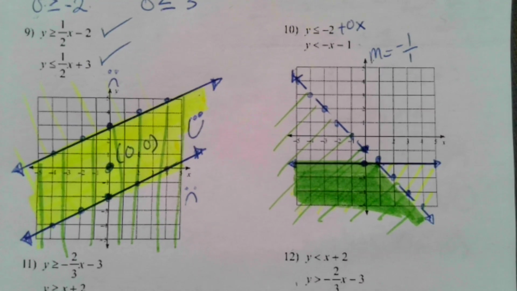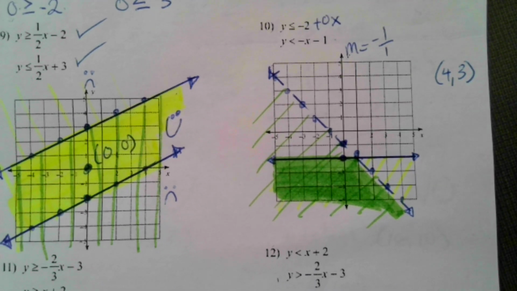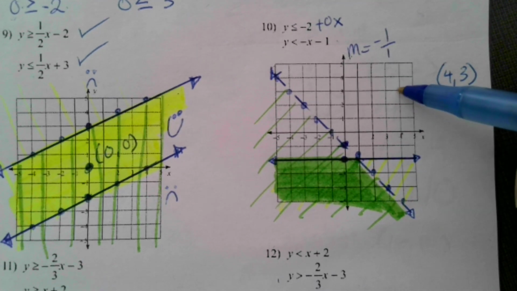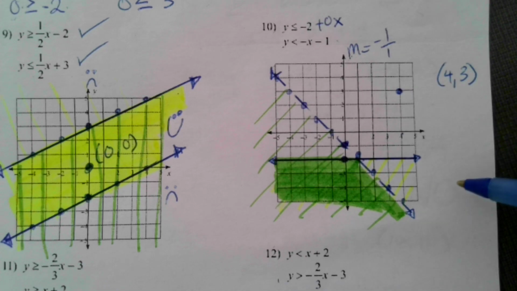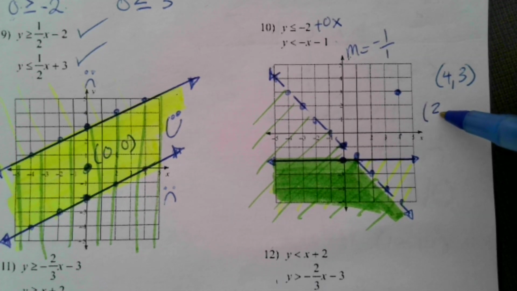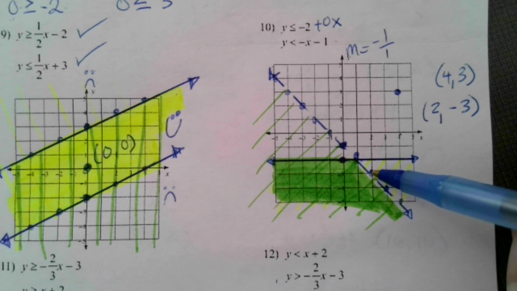Okay, so I've got a question for you. If we have the point 4, 3, can I use that? Is that in my answers? Okay, 4, 3 puts us here. Is that in my answer? No. What about if we did 2, -3? Can I use that? It's on the dash line, so we can't.